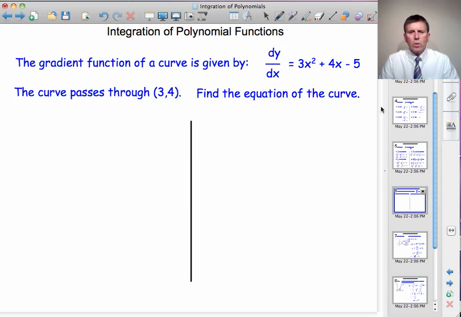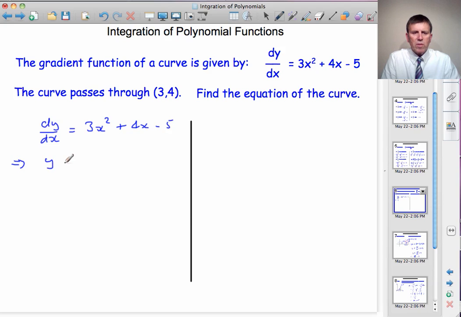Well, we start with the indefinite integration. Let me write down dy by dx. Dy by dx is equal to 3x squared plus 4x minus 5. And from that we can infer that y must be of the form integrate term by term.